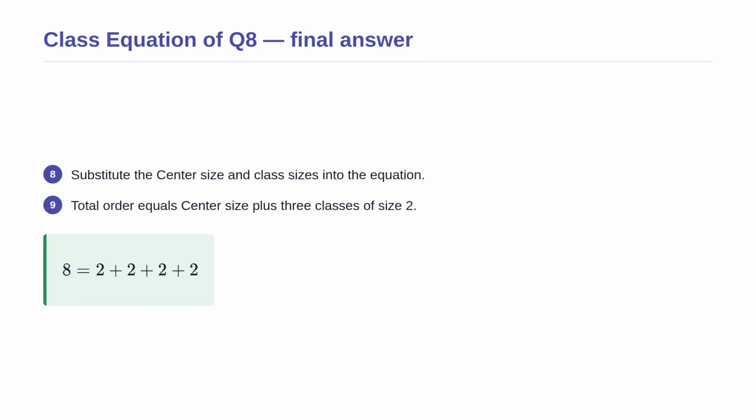Finally, we substitute these values into the class equation for Q8. The total order of 8 equals the center size of 2 plus the 3 separate classes, each of size 2. 2 plus 2 plus 2 plus 2 equals 8.